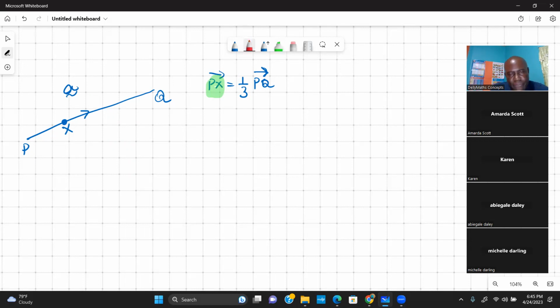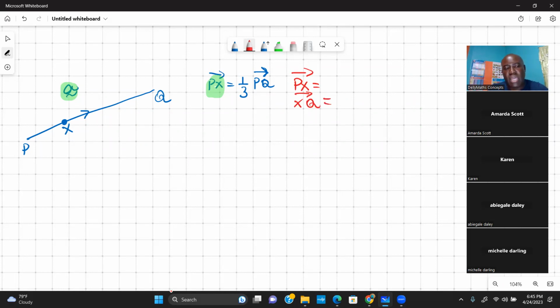Now, if the question wants me to do a few things after, maybe I need to find PX in terms of a. Because remember, from P to Q is little a. So PX would have been something about a. We also want to know what XQ is. We need to find those, so we're going to talk about it.